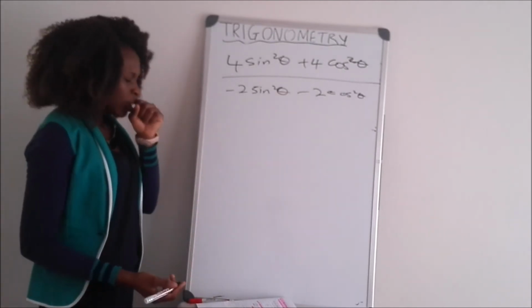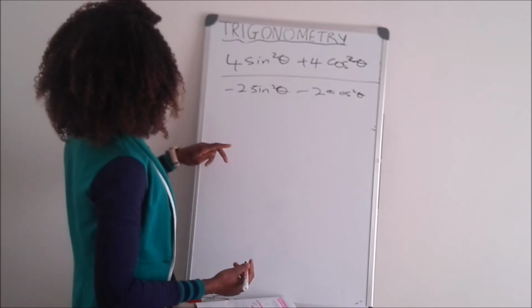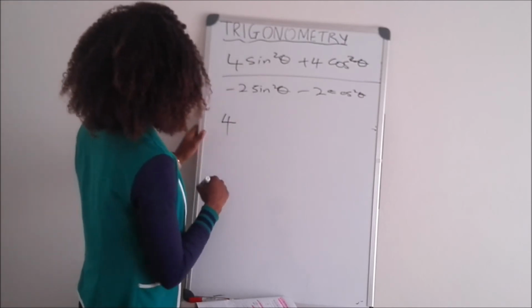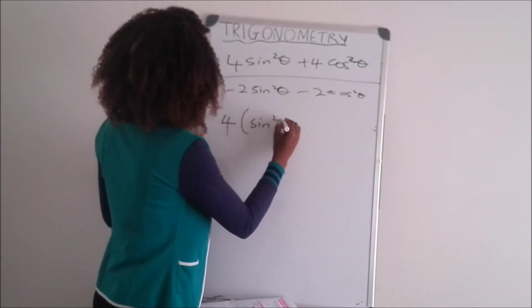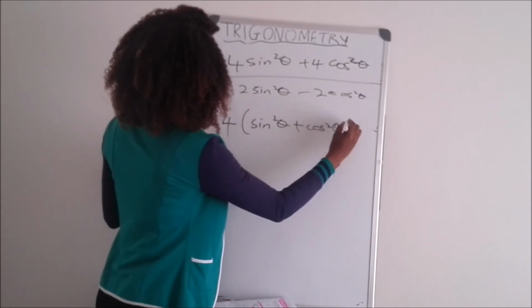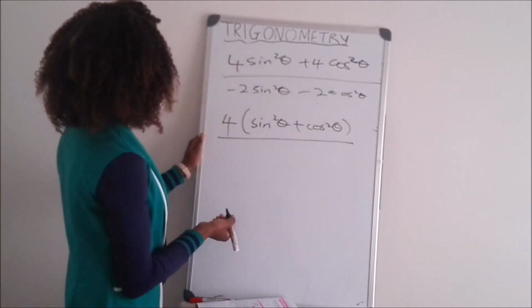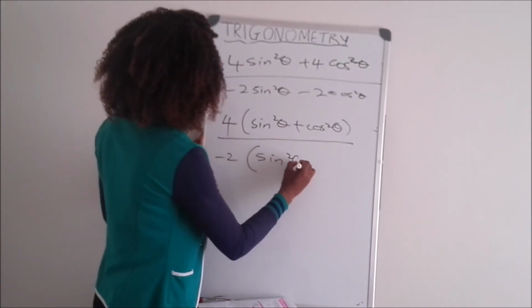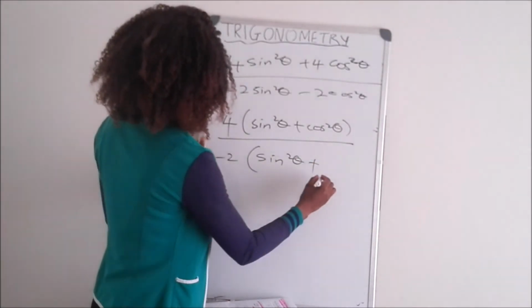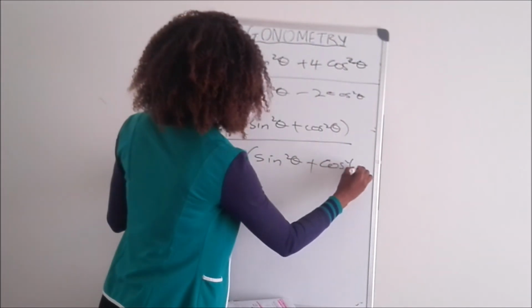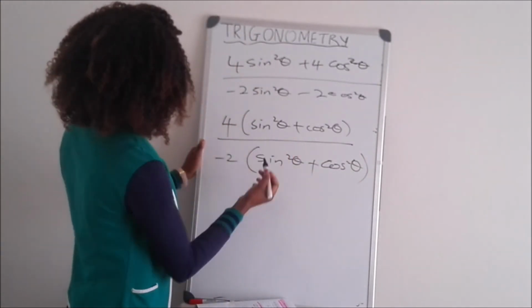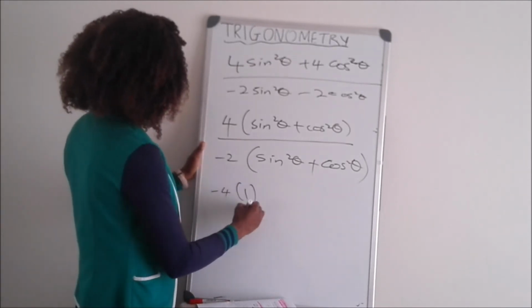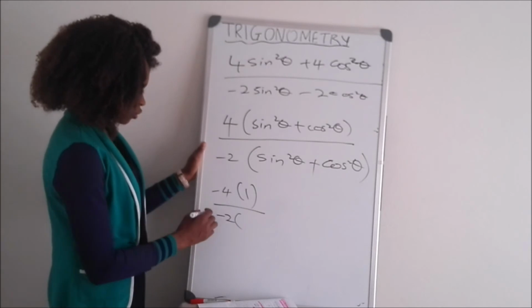For the numerator we'll just take a common factor of 4, and we'll be left with sine squared theta plus cos squared theta. Then in the denominator, we'll take a common factor of -2, and we'll be left with sine squared theta plus cos squared theta. Alright, this one and this one, we already know that sine squared theta plus cos squared theta, according to the identity, is equal to 1, divided by -2 of, so this is positive.